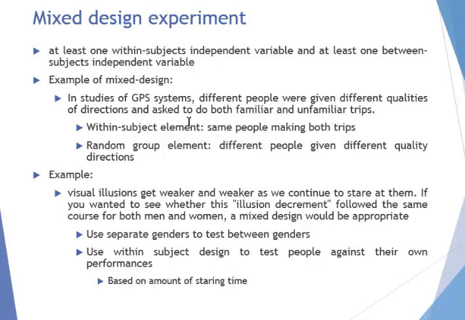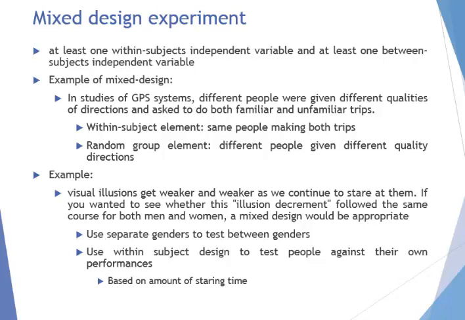Within subject element would be the same people making both trips. And a random group element would be different people given different quality directions. In other words, they also wanted to test to see how well GPS would work only where you're familiar with the territory, or would it also work when you're not so familiar with the territory? So for the within subject element, they took people and put them in a city where their home is, and then they took them using the same GPS or the same mapping system and put them in an area where they're unfamiliar in order to test them against themselves.